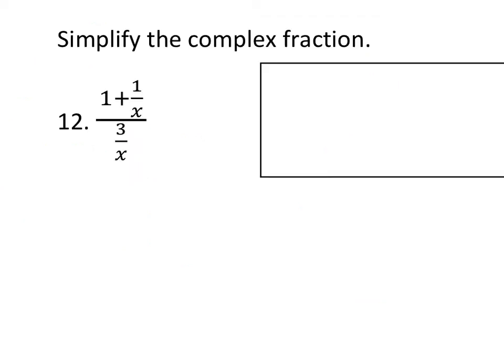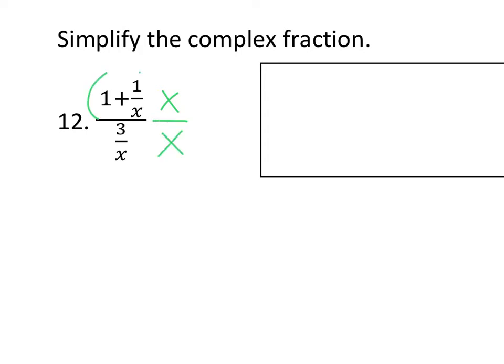Alright, so number 12 and then 13 eventually, we're going to simplify the complex fraction. We've got a couple of options here. Again, one is that we could identify that the LCD for the whole entire complex fraction is x, and we could multiply both top and bottom by that. So let's take a look at how that would work. So multiply top by x, bottom by x.